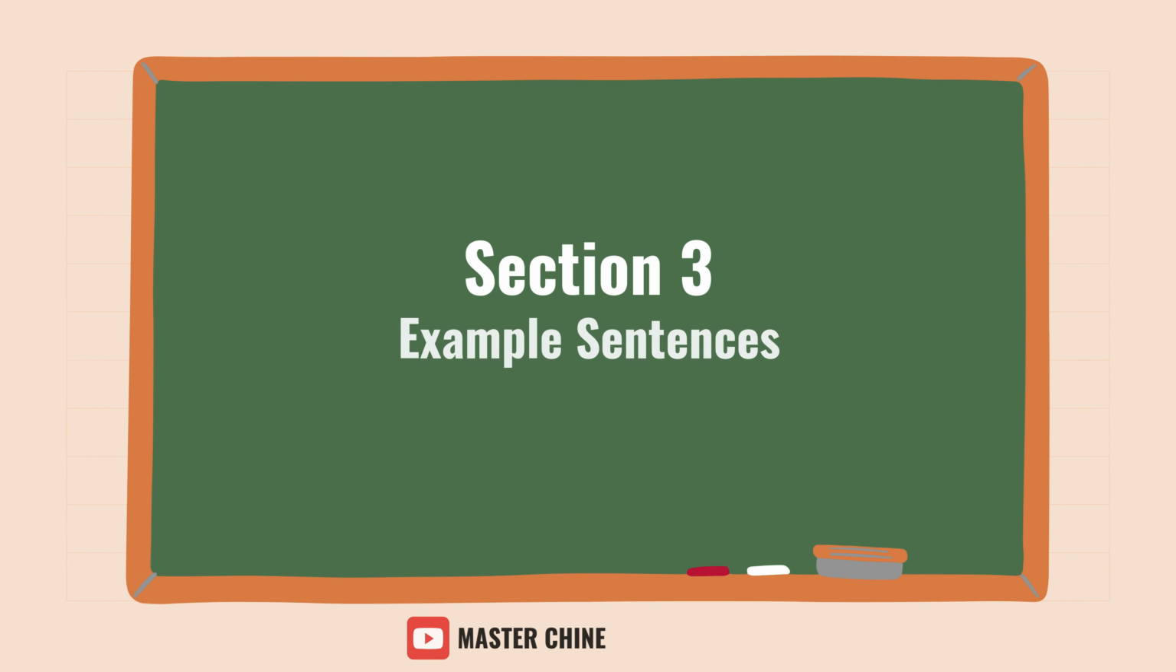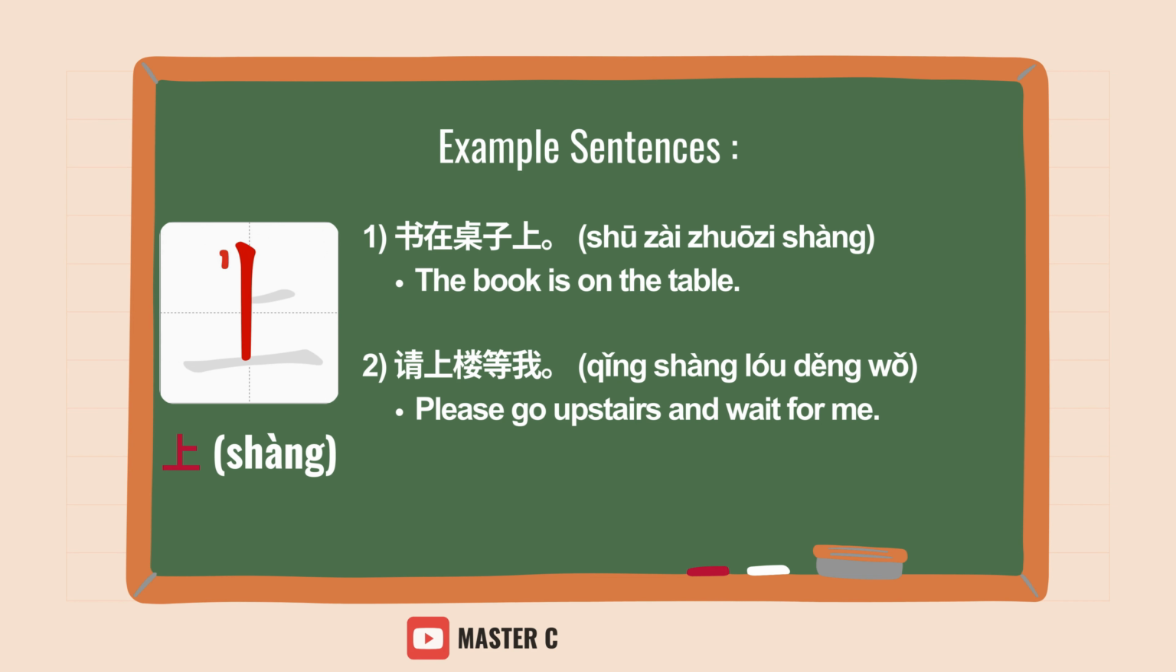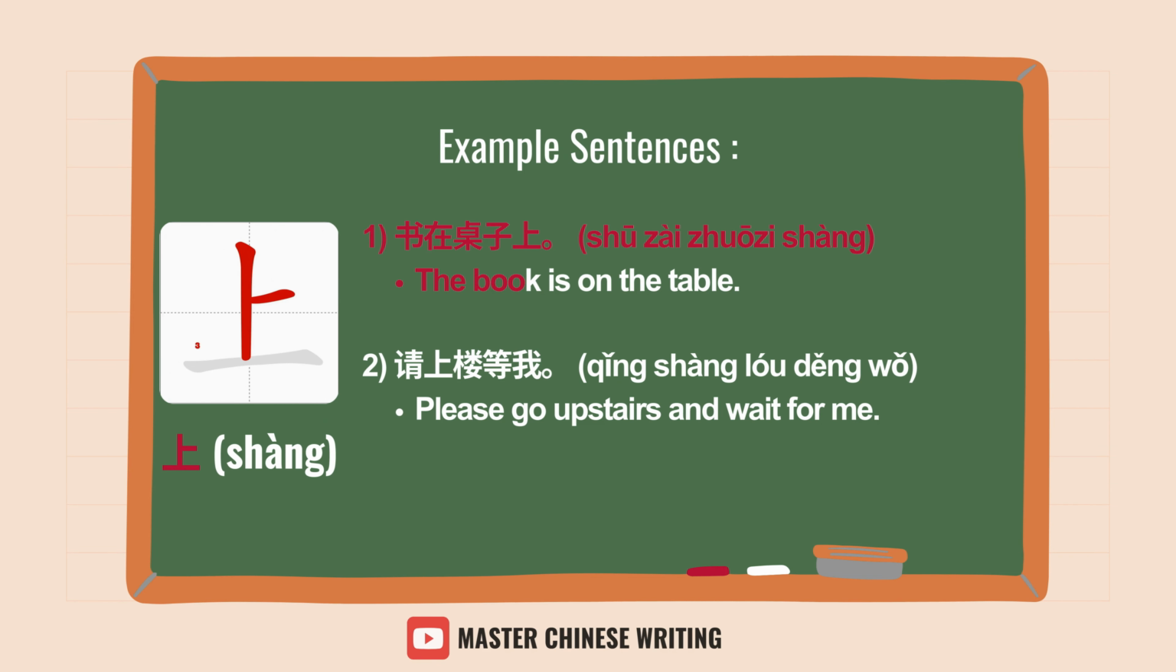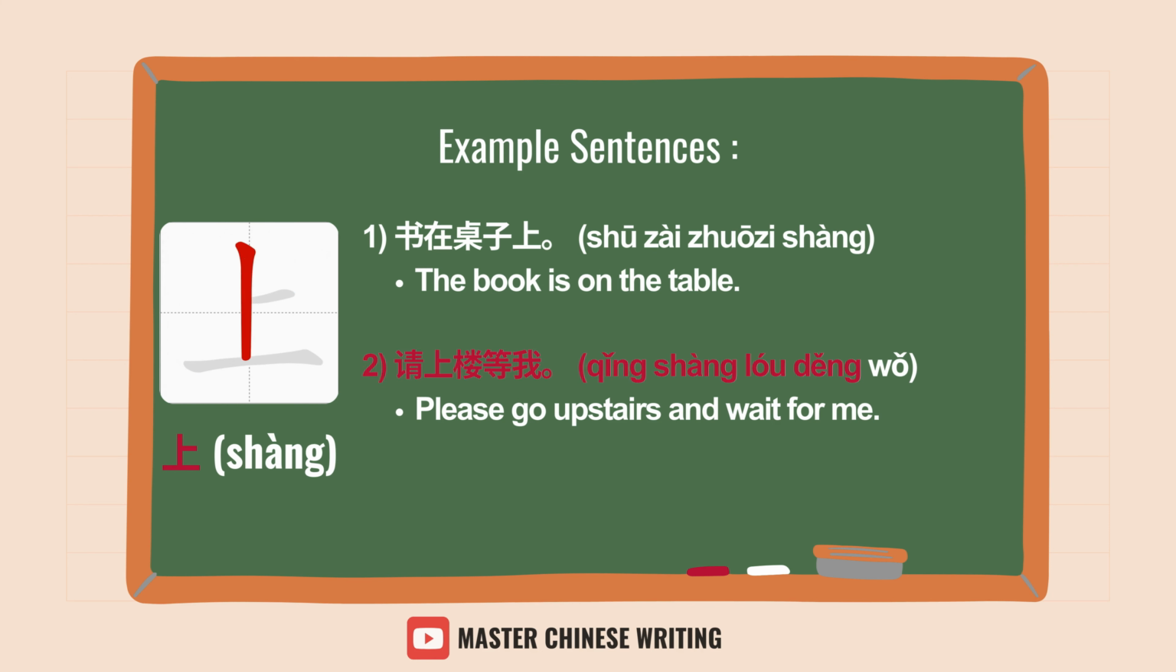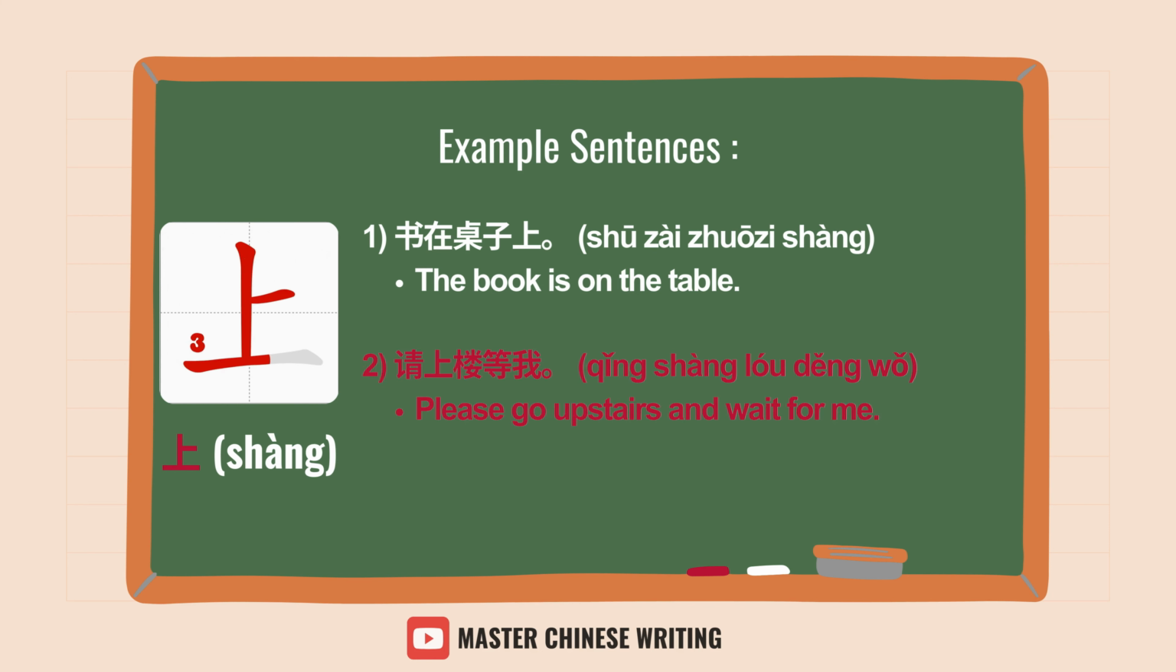Section 3. Example sentences. 书在桌子上, the book is on the table. 请上楼等我, please go upstairs and wait for me.